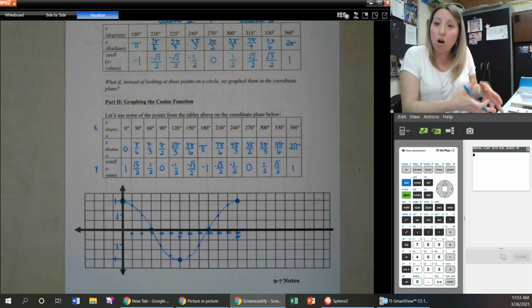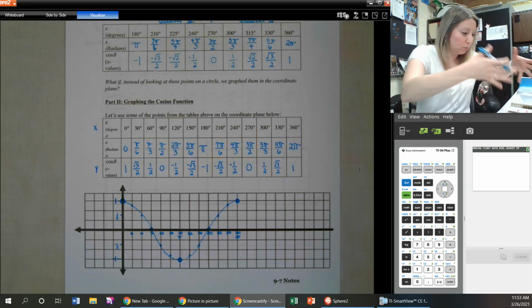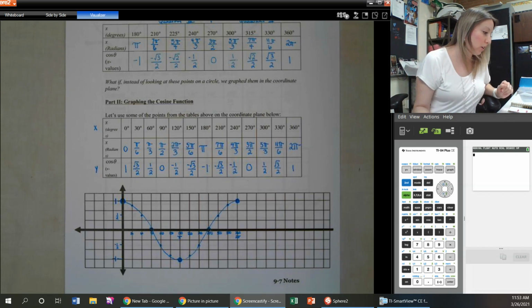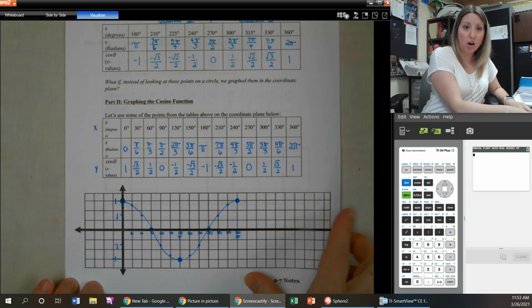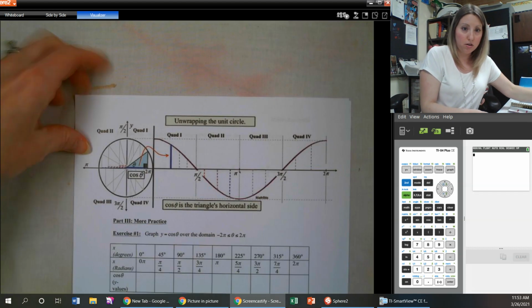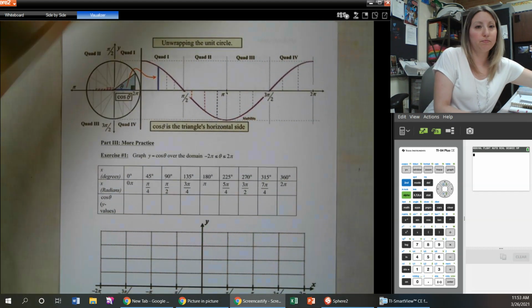And that's what we call the cosine curve. This is what we call the cosine curve. Okay, that's what it looks like. And again, it's the unwrapping of those X coordinates in the unit circle from place to place.